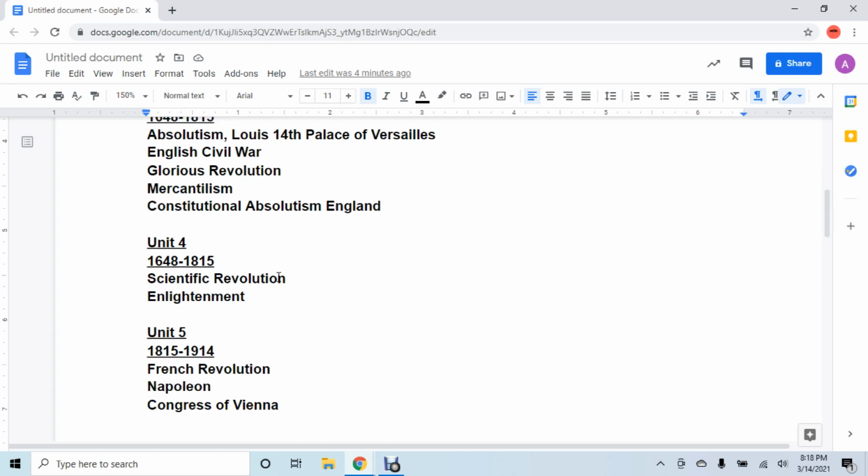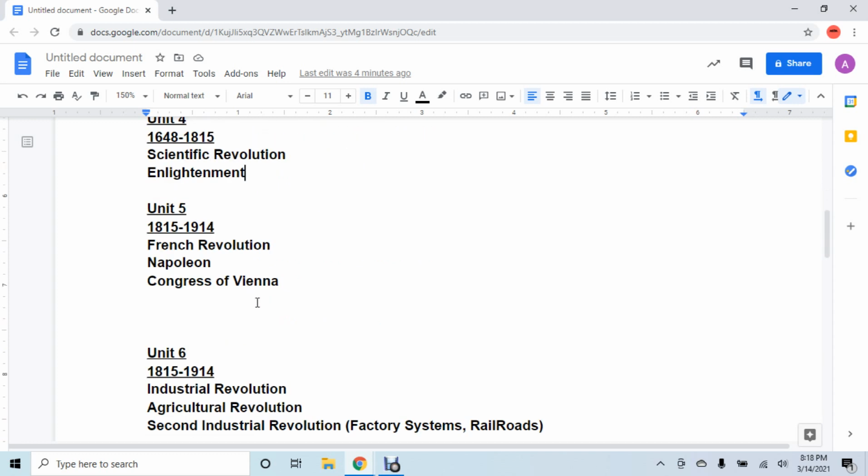Unit 4 is the scientific revolution. You have Newton. Here you have the Enlightenment. You have Diderot. You have people like Rousseau, social contract. You have Locke. Those are important ones to know for the Enlightenment. Then that's for 1648 to 1815.